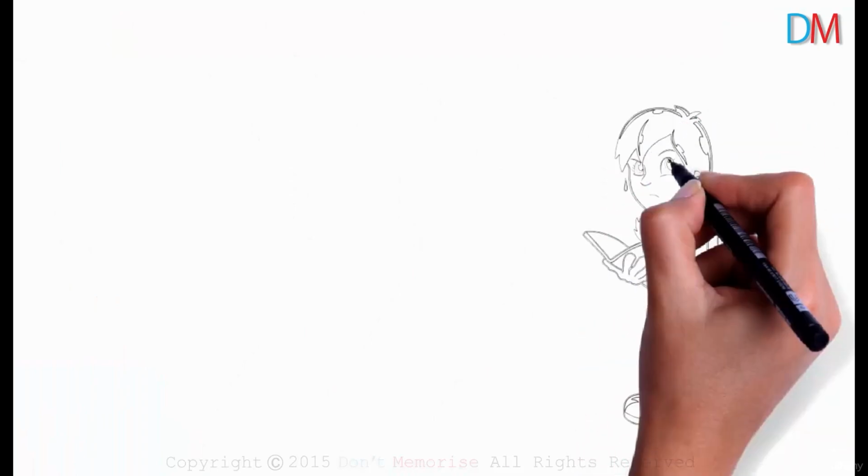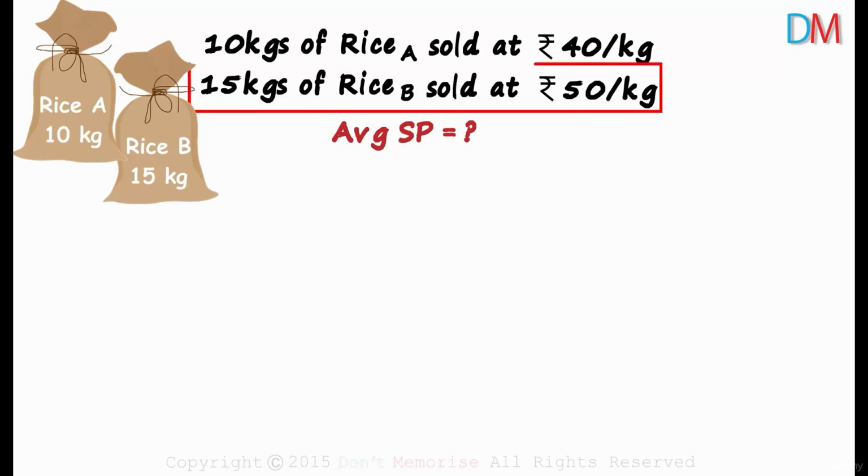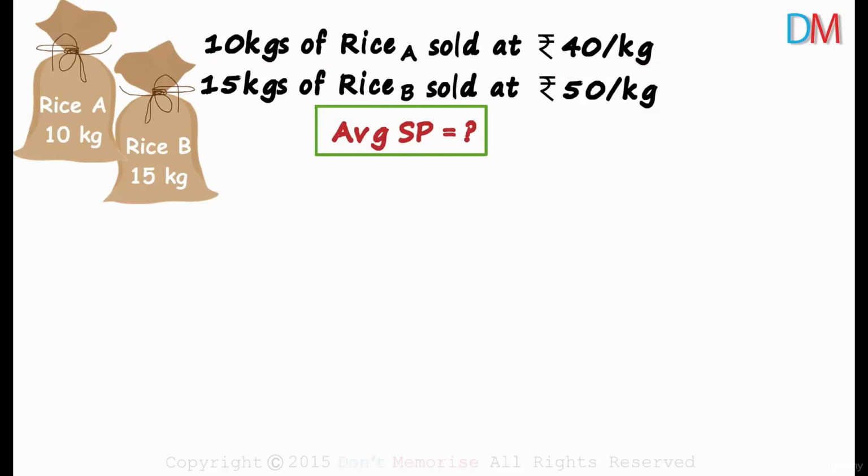This video is going to be a bit lengthy, but it's one of the most important ones for this topic of weighted averages and alligation. So hang in there. In this example, we are told that 10 kilograms of rice A was sold at 40 rupees per kilogram and 15 kilograms of rice B was sold at 50 rupees per kilogram. What will be the average selling price of both these quantities together? Take a moment and go through the problem well.